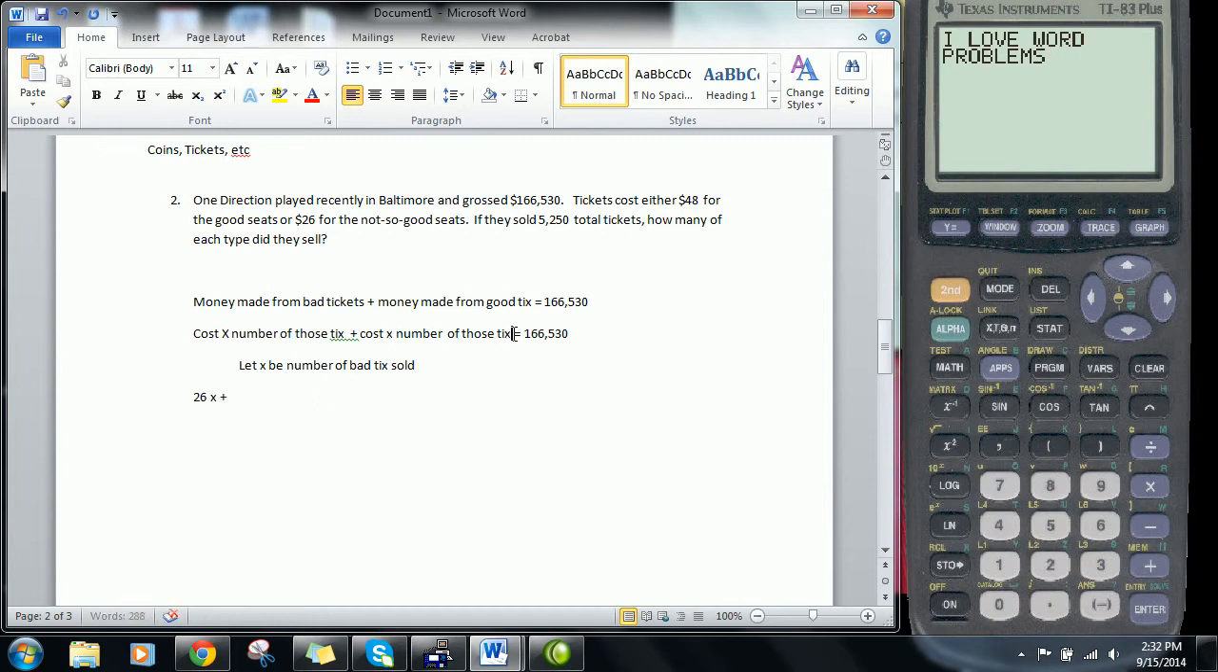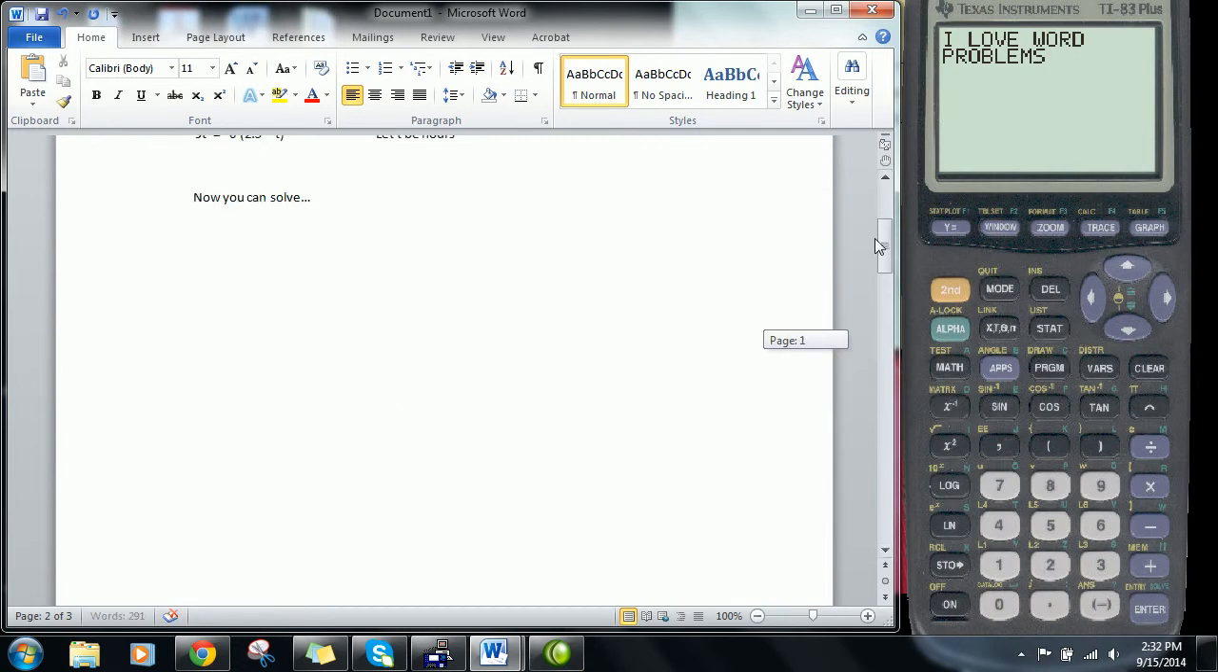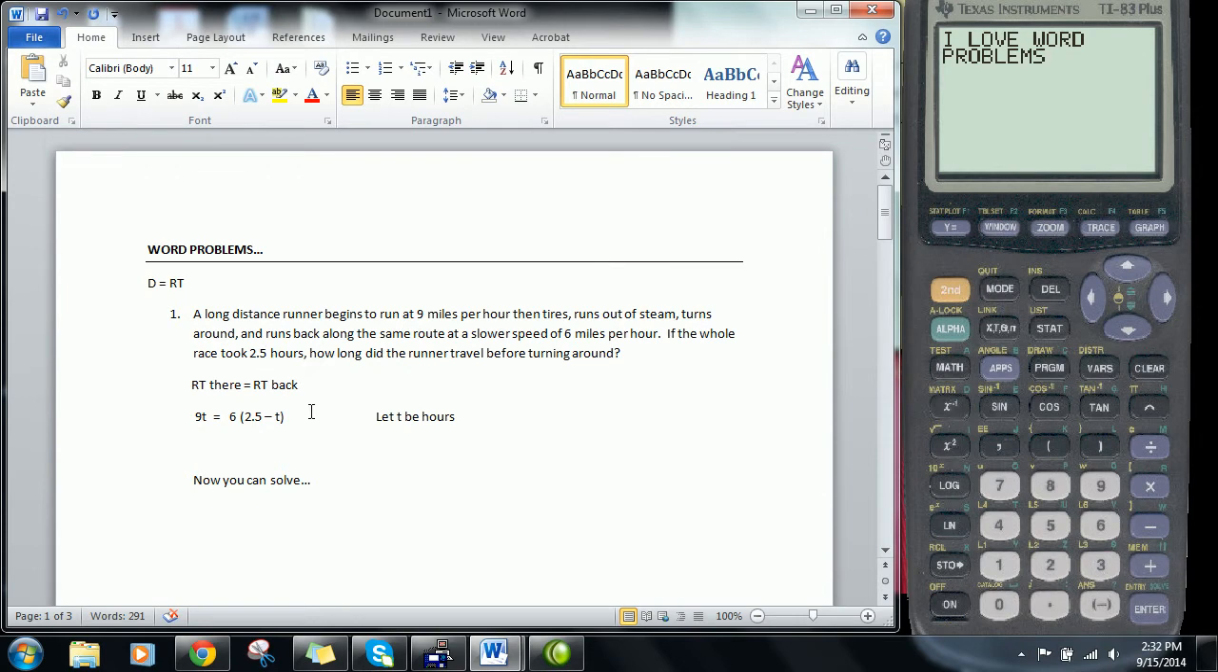plus, well, now I can say the cost of the good tickets, right? How much money we make from good tickets? Well, that's $48 per ticket. And just like I did in the previous example, these are the total tickets, 5,250, right? So if I sold X number of bad tickets, then, therefore, we sold 5,250 minus X good tickets, right? Just like in the previous example, if it's 2.5 hour trip, then it's T hours going there and 2.5 minus T hours coming back, right? So you kind of take the total and you parse that up into two pieces, T and 2.5 minus T, just like I do in this problem, right?